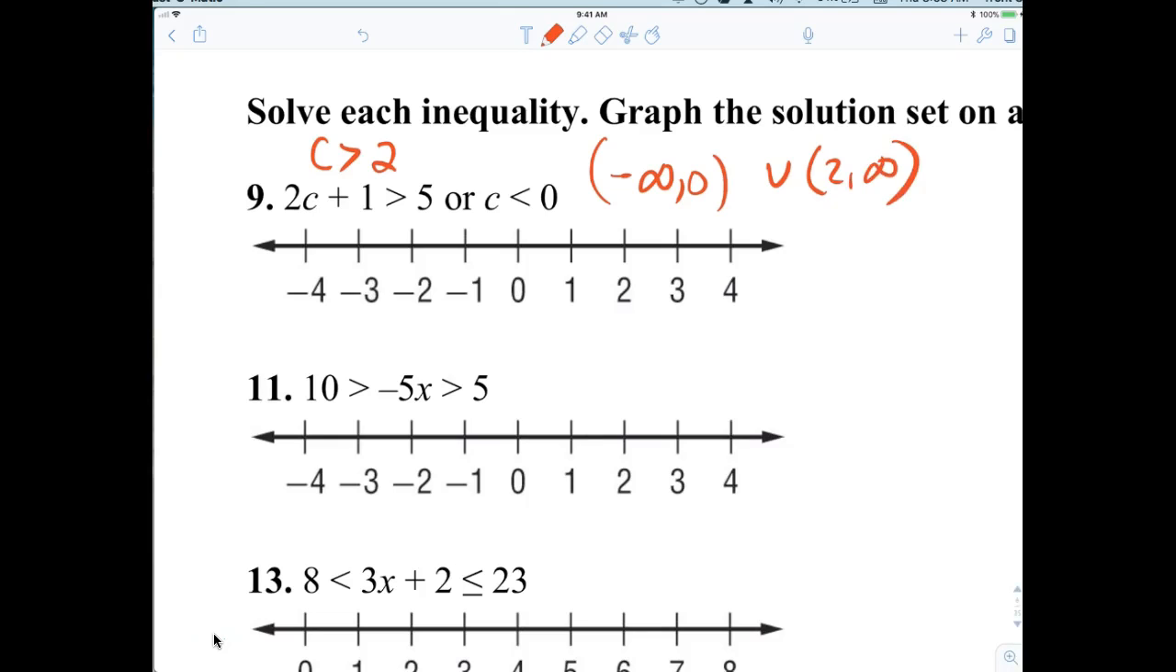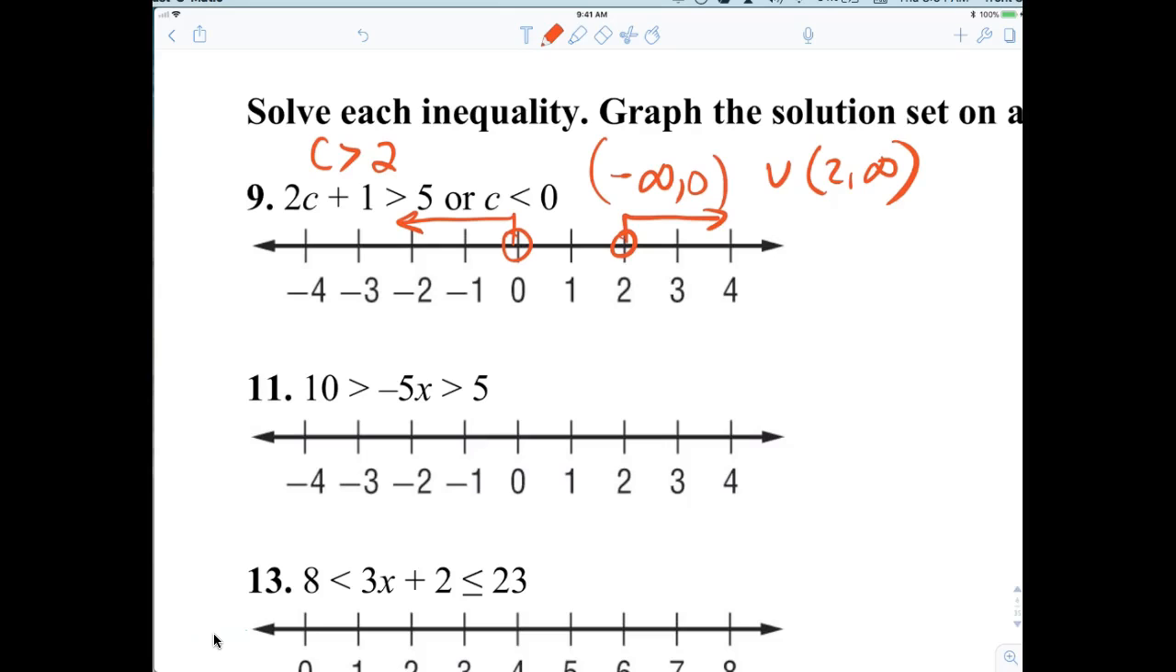And let's just say you can't see that. So we graph greater than 2. Here's greater than 2, and here is less than 0. So now we read from what? Left to right. So I know it's from negative infinity to 0 and 2 to infinity. Doing good with that?